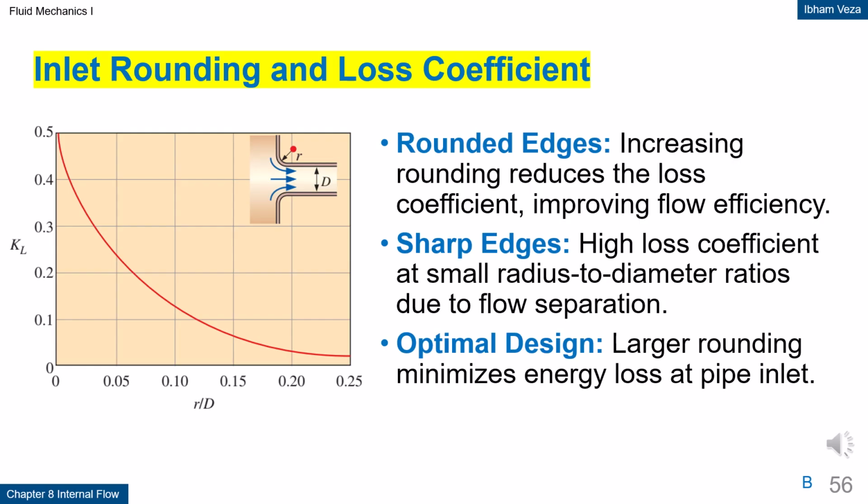Inlet rounding and loss coefficient. Rounding the inlet edge can significantly reduce the loss coefficient. For very sharp inlets, strong flow separation occurs, and energy loss is large. As the rounding radius becomes larger relative to the pipe diameter, the flow becomes smoother. This improves the efficiency of fluid entry into the pipe. Therefore, small geometric details can have a large impact on system performance.